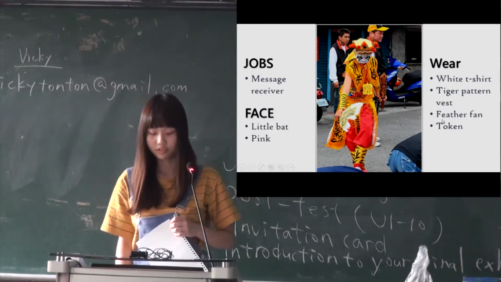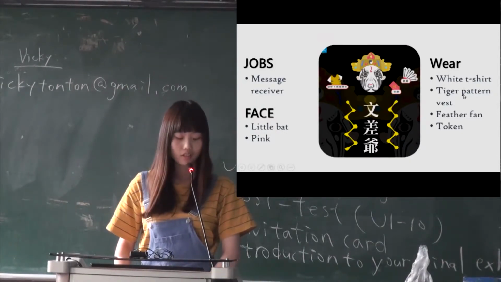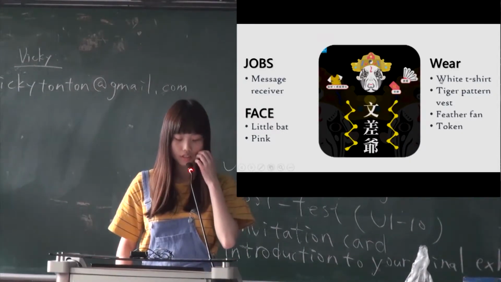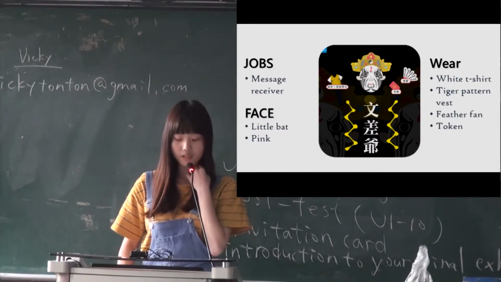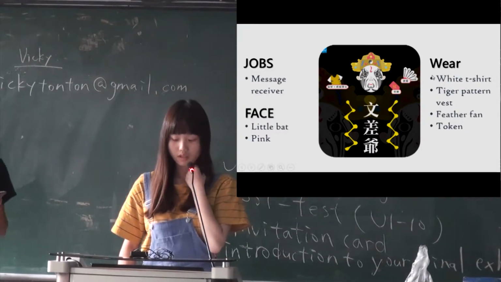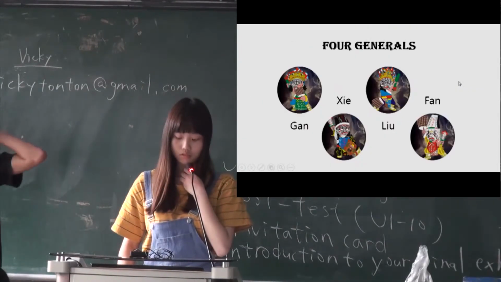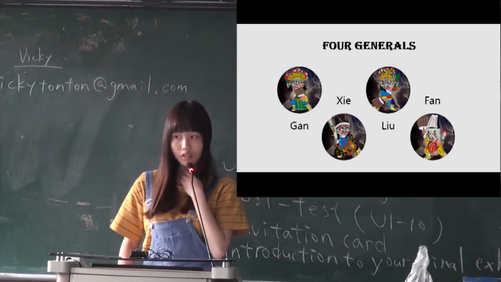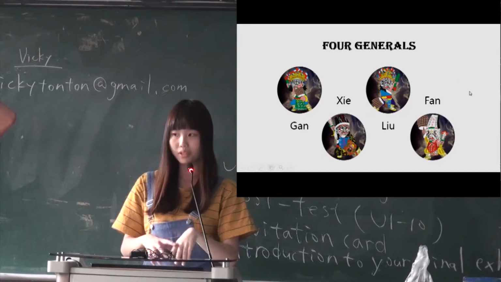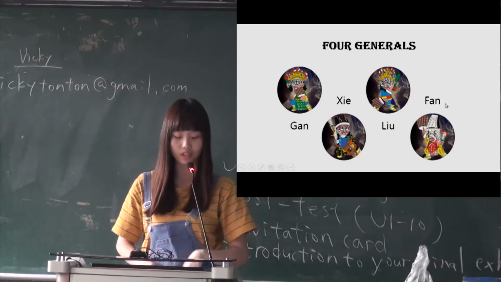What's the difference between Wen Cai? Oh, he's the message deliverer and Wen Cai is the receiver. And their face is different. And their wearing is different. So will they communicate with each other? Because they are a group. They usually come out together.